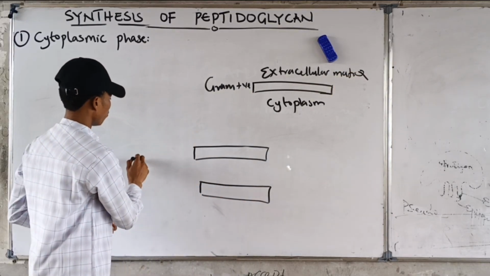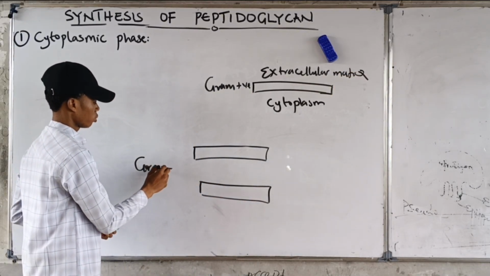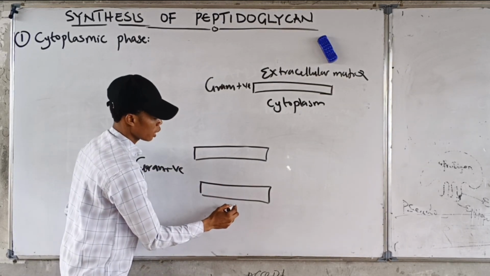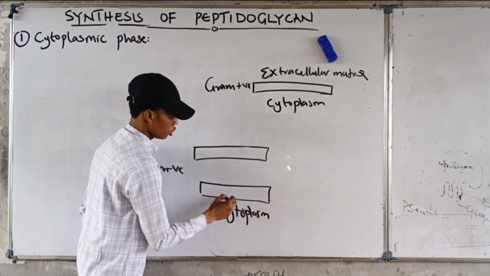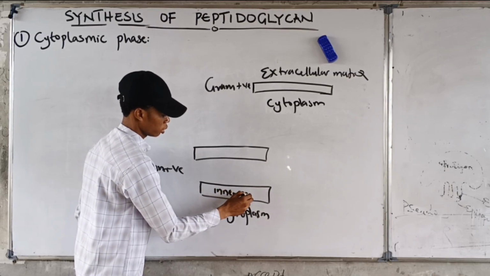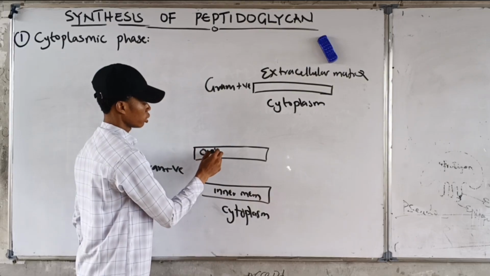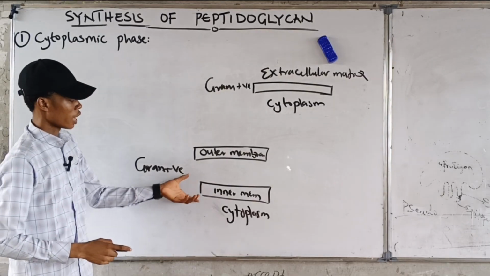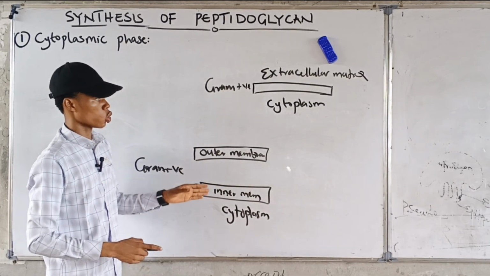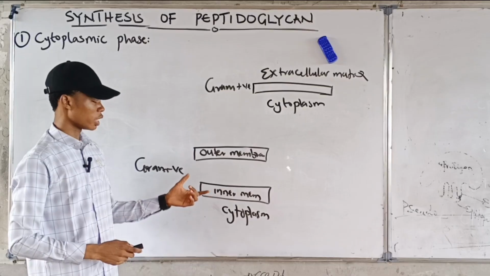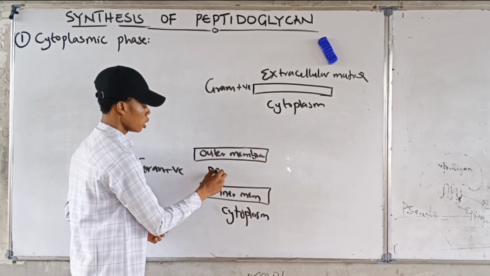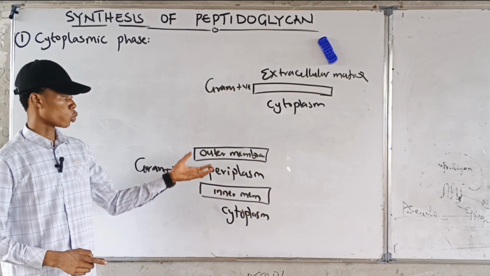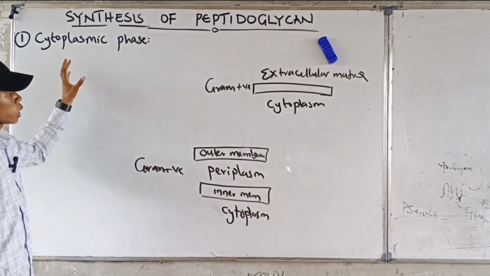Now, for gram-negative bacteria, we have a double membrane. Here is the cytoplasm, here is the inner membrane, here is the outer membrane. So you see that in gram-negative bacteria, they have 2 membranes, and there is a space between the 2 membranes. This space is called the periplasm, or the periplasmic space. I need you to understand it because we are going to be using this idea in our synthesis.